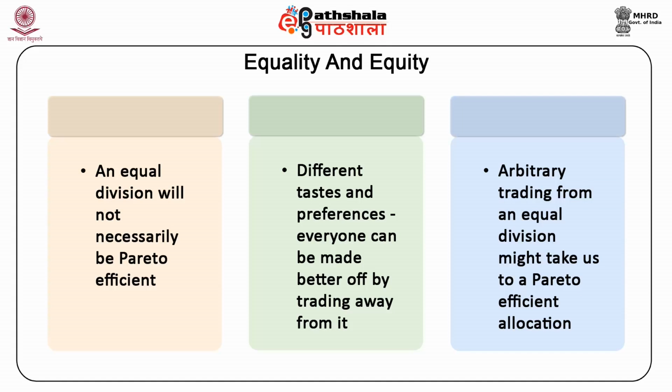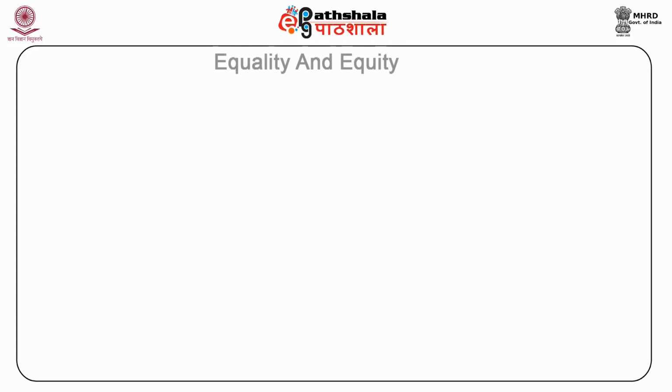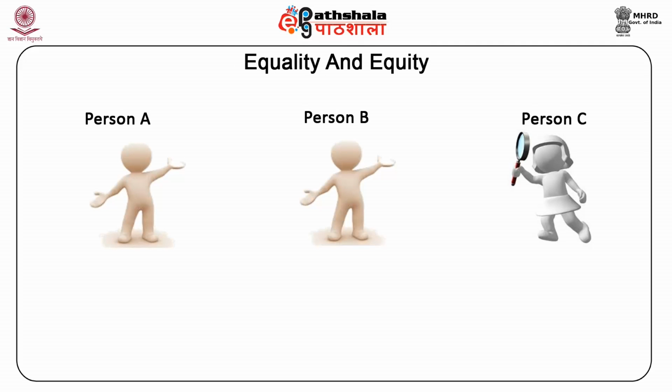Arbitrary trading from an equal division might take us to a Pareto efficient allocation, but the Pareto efficient allocation might no longer be equitable. For example, suppose we have three people, A, B, and C. A and B have the same taste and preferences, while C has different taste.